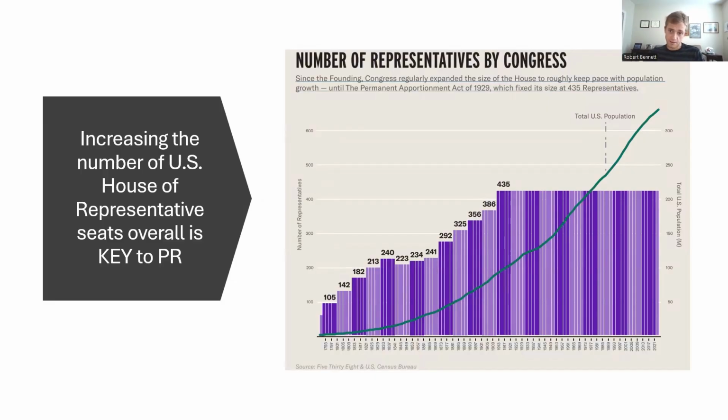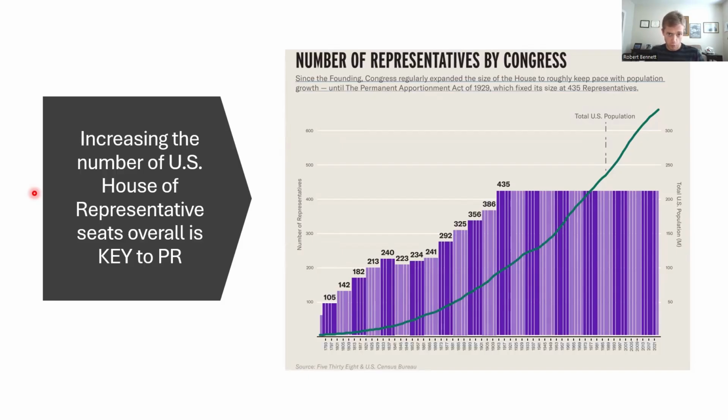Now, there are still some keys to making sure that proportional representation is done correctly. Like I've mentioned before, just increasing the number of US House of Representatives seats is really key, especially with regard to constituent services, so that the staff in Congress don't get overworked. And a lot of people don't know that the number of representatives in the U.S. House has basically remained flat for close to 100 years.